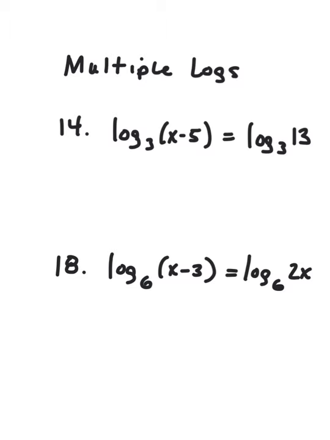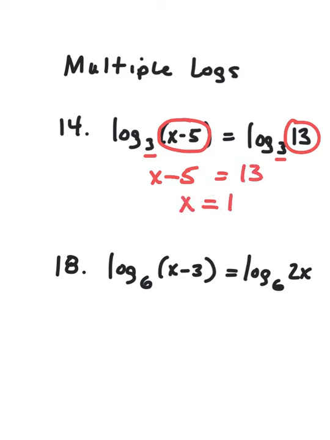The other step or process we use, if there's multiple logs and if the bases are the same, so for example, in this situation, they're both base 3. So for these to be equal, x minus 5 would need to equal 13. So I just set them equal. I would add 5 to both sides and get x to be 18. Plugging that in and checking, I'm not taking the log of a negative, and it is true.